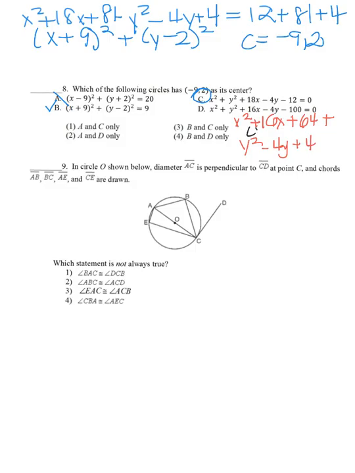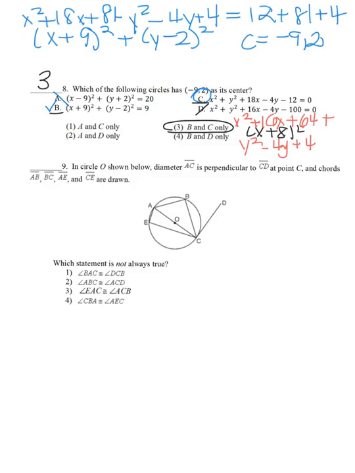Well, let's factor first. X plus 8 squared. Okay, so this definitely will not work because this is 8 and we need a 9. So D does not work. So B and C, only choice 3.